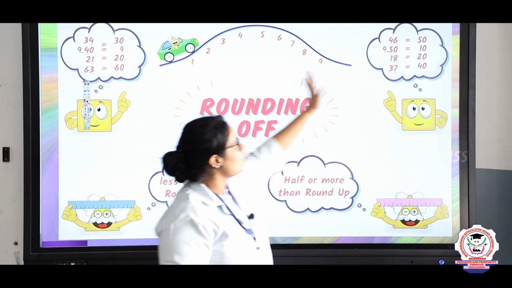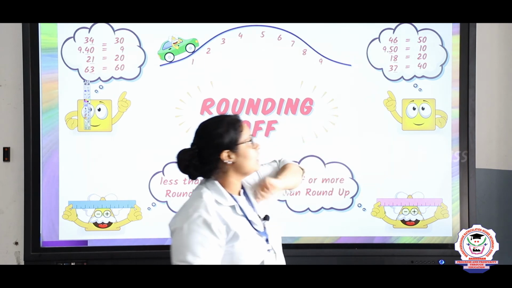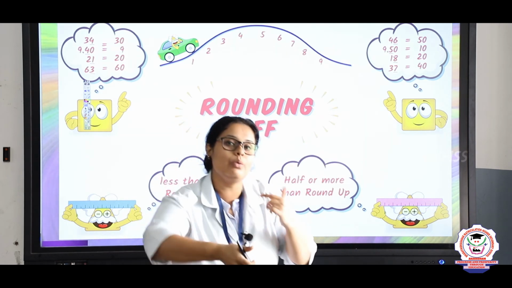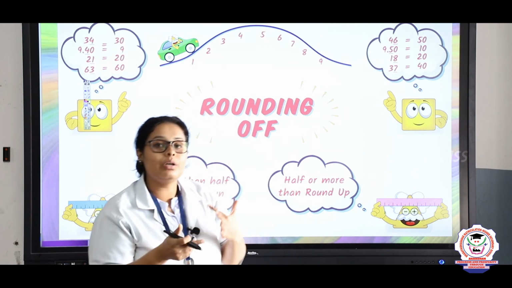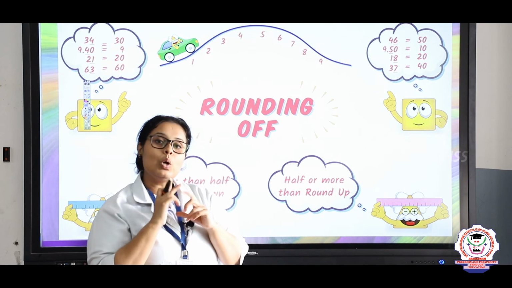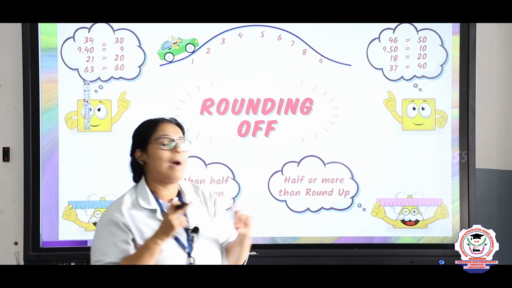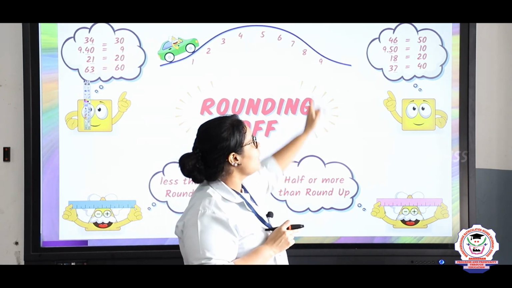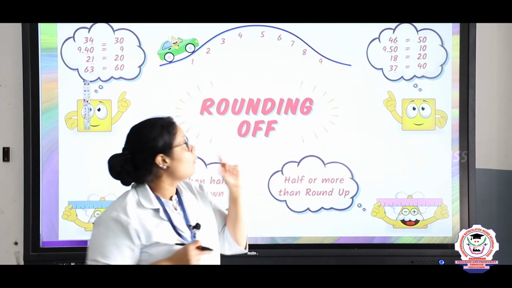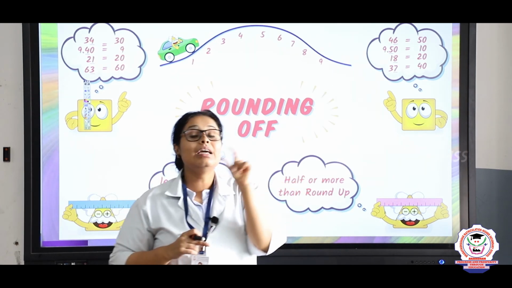Same way, here you can see that the first value is 46. I want to round 46. So, if I want to round it off, the 6 value is greater than 5, right? So, if we want to round off, it will come as 50. Same way 9.50 rounding off will come as 10. Why? Because 5 is here the third value.